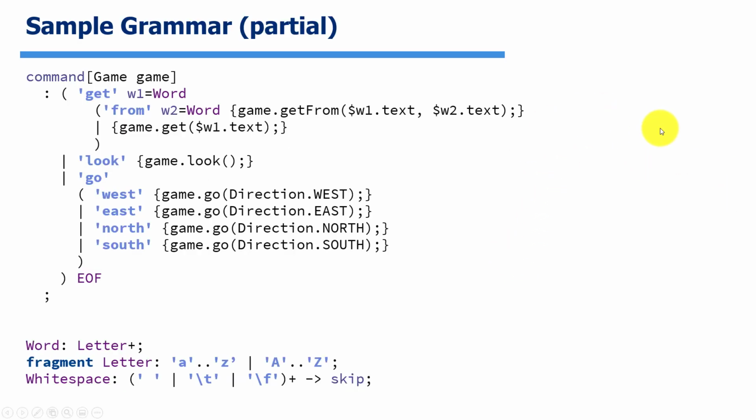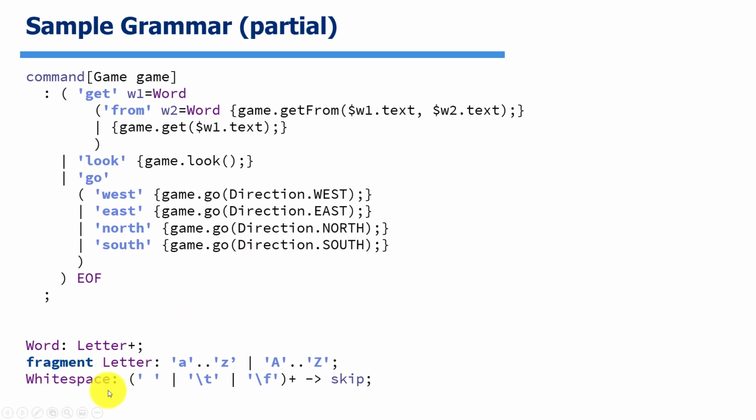On to the example. Here's a little bit of the grammar from the example that we're going to be doing. It's not the complete grammar. I cut out a few so it would fit on the slide. But if we look at the bottom here, first of all, in Antler, anything that starts with an uppercase, word, letter, and white space, those are lexer rules. And these are the ones that are responsible for turning characters into words.